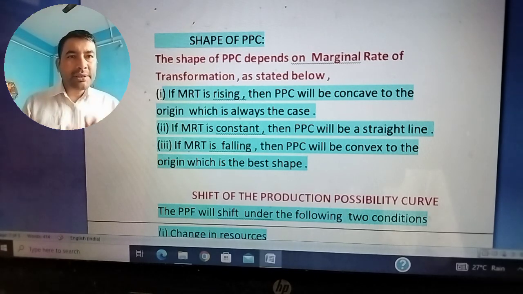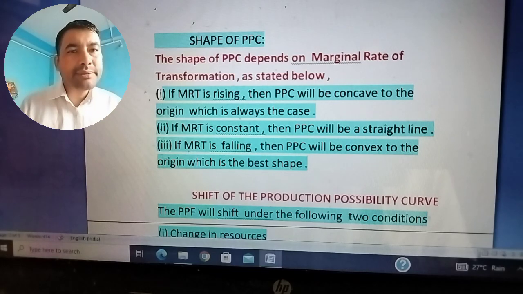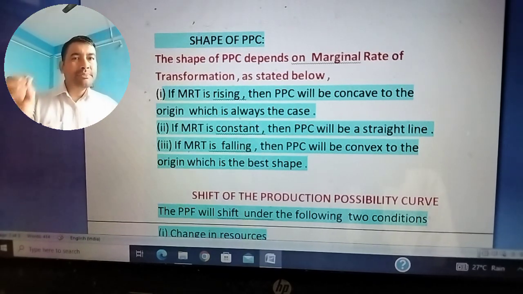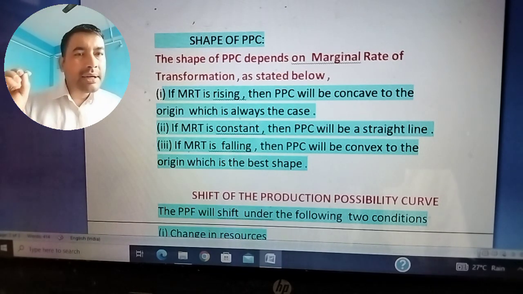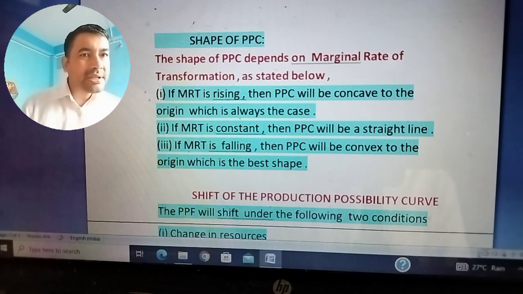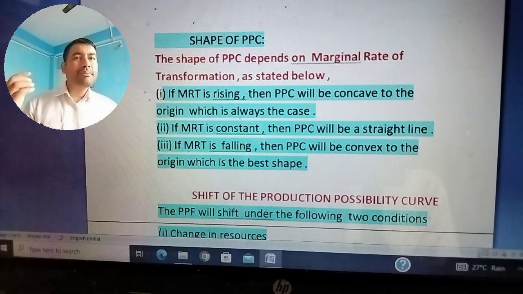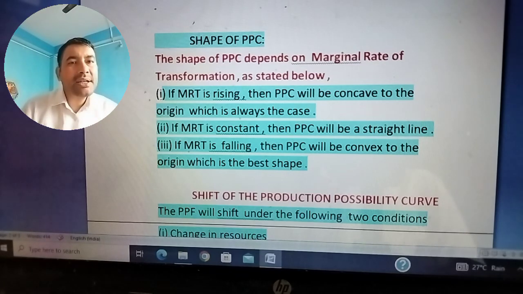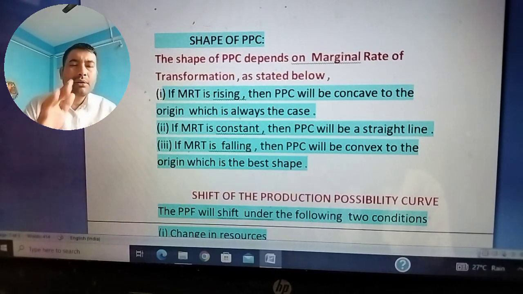So there may be three shapes of the production possibility curve. If MRT, the marginal rate of transformation, is rising, then the production possibility curve will be concave to the origin. If MRT is constant, then it will be a straight line. And lastly, if MRT is falling, if it is decreasing, then the production possibility curve will be convex to the origin. But in reality, PPF is concave to the origin, though it may be convex or a straight line, depending upon the marginal rate of transformation.